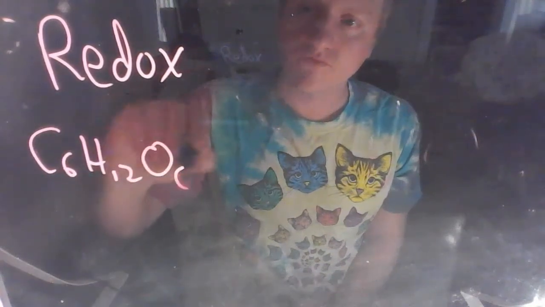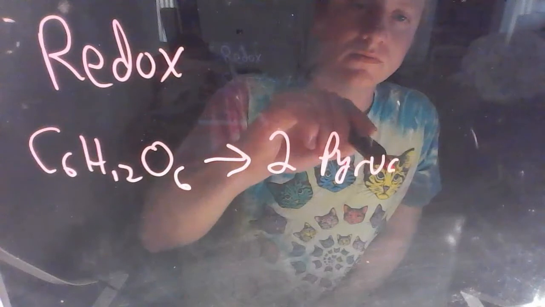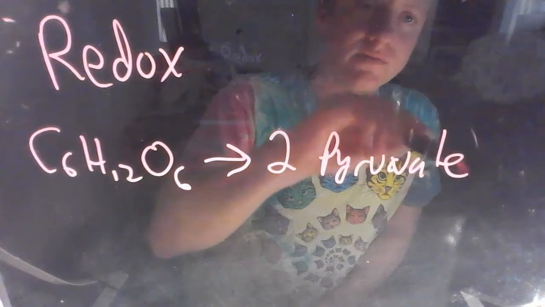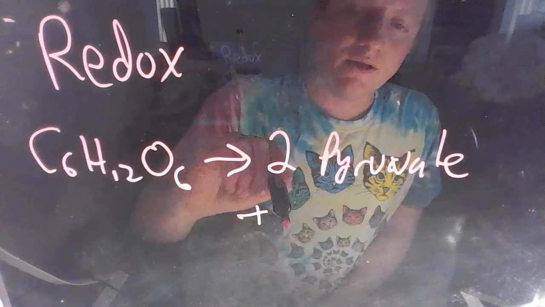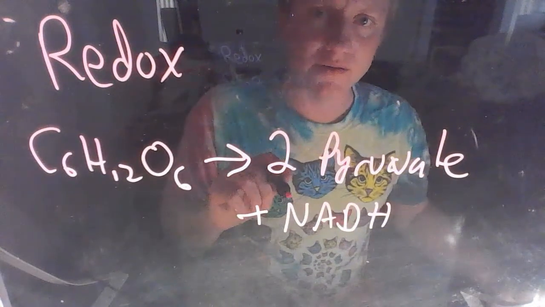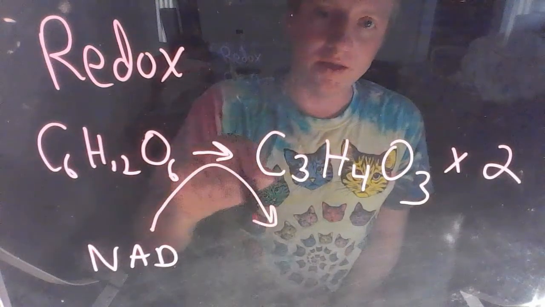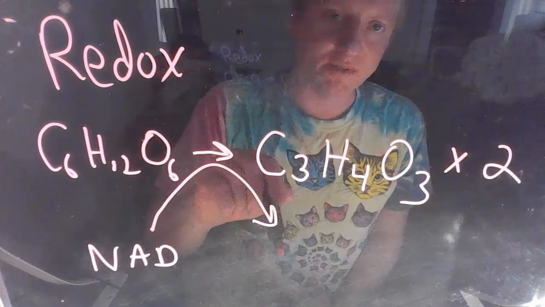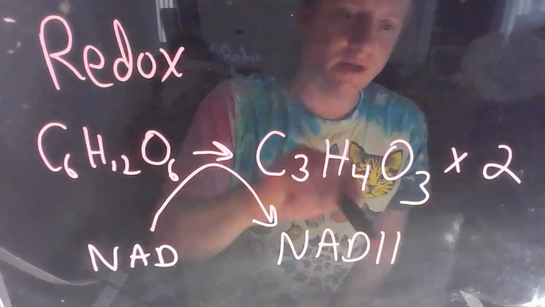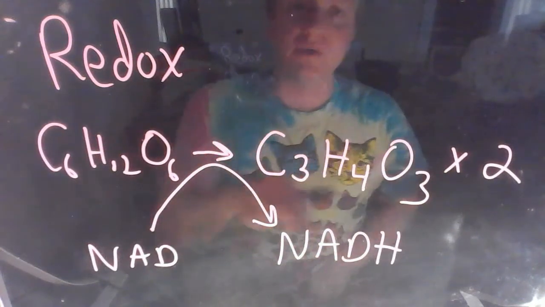A great example of this is when you take your glucose molecule and you convert it into 2 pyruvate, and NADH. And I'll explain what I mean here. So what's happening here is this NAD is coming in, and it is taking one of these hydrogens and becoming NADH. So in this particular reaction, hydrogen counts as our electron.